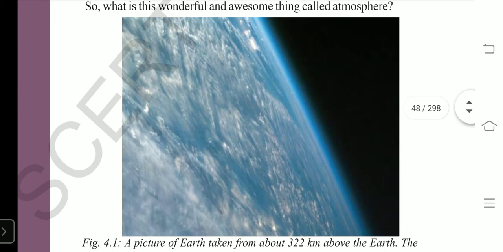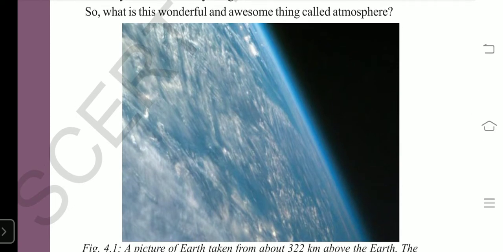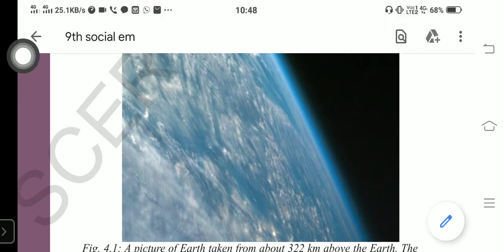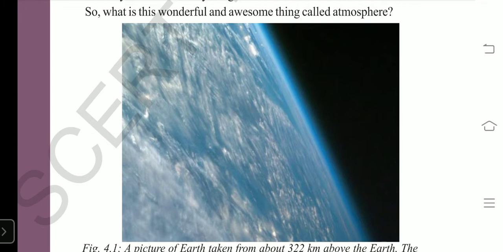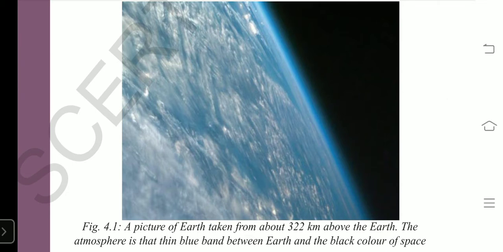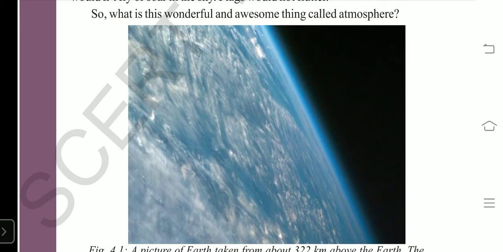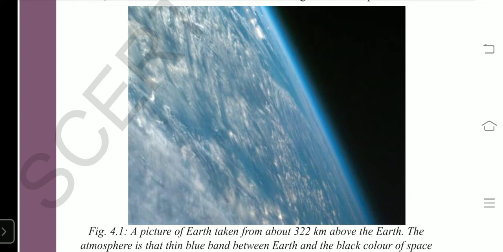Oxygen. When we breathe, we take oxygen inside. All the living beings need oxygen. There are many advantages, useful things from atmosphere. Every layer is useful for us, every realm. When we breathe in oxygen, we breathe out carbon dioxide. Apart from carbon dioxide and oxygen, there are many other ways which make our life possible on the earth.